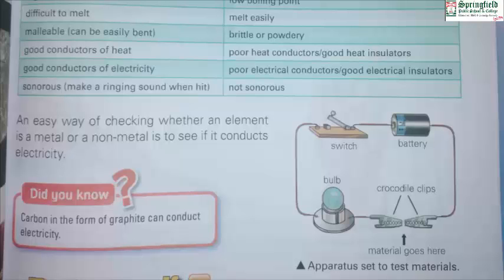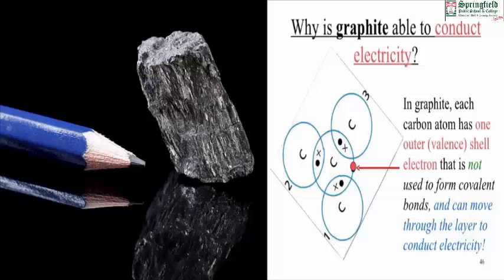If you want to test a metal or a non-metal, you simply have to make a common circuit, and in between them you add a crocodile clip where you insert the material you want to test. If the bulb turns on, then that means the material is a metal, otherwise it's a non-metal. Did you know carbon in the form of graphite can conduct electricity? It is the only form of carbon which conducts electricity.